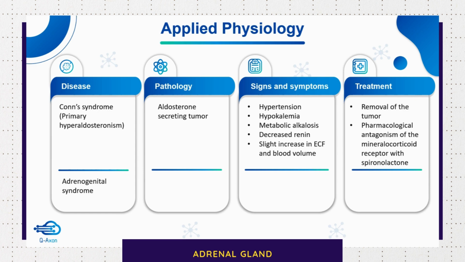Then we have this adrenogenital syndrome, which results from androgen secreting adrenocortical tumor. In males, this can cause intense masculinizing effects, and in female, it can cause virilization.